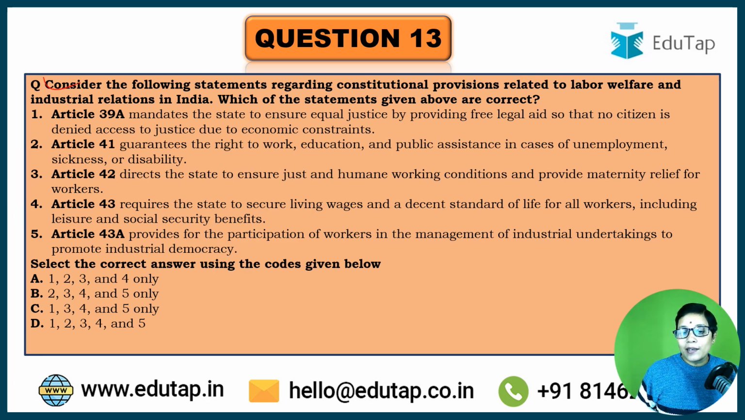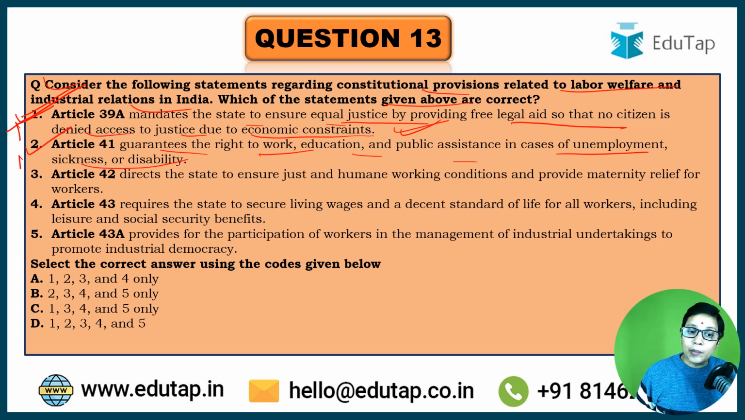Consider the following statements regarding constitutional provisions related to labor welfare and industrial relations in India. Which of the following statements given below is or are correct? Article 39A mandates the state to ensure equal justice by providing free legal aid so that no citizen is denied access to justice due to economic constraints. So if workers need anything, definitely they have to be helped, and this indirectly applies. So true. Article 41 guarantees the right to work, education, public assistance in case of unemployment, sickness or disability. Yes, this also applies when it comes to industrial relations.